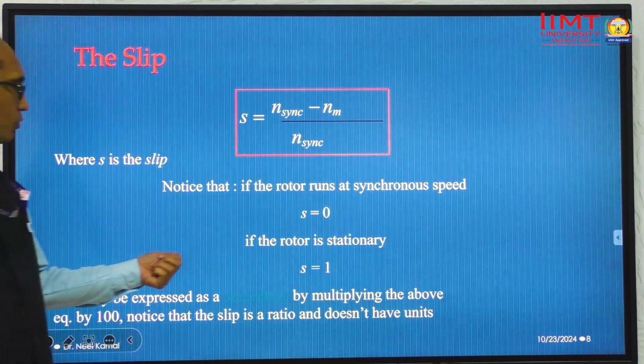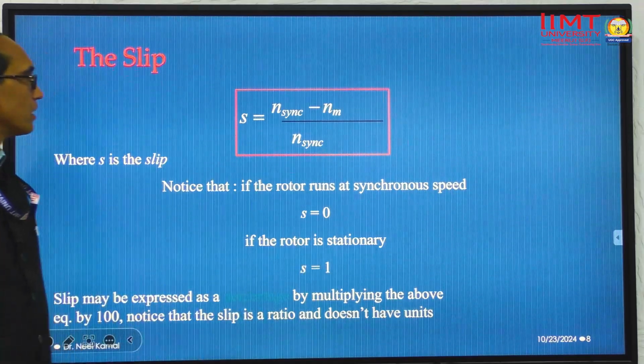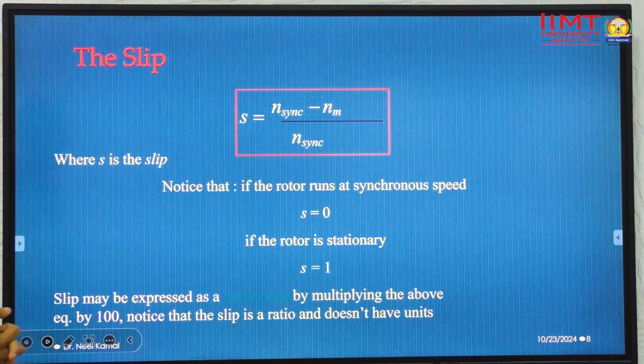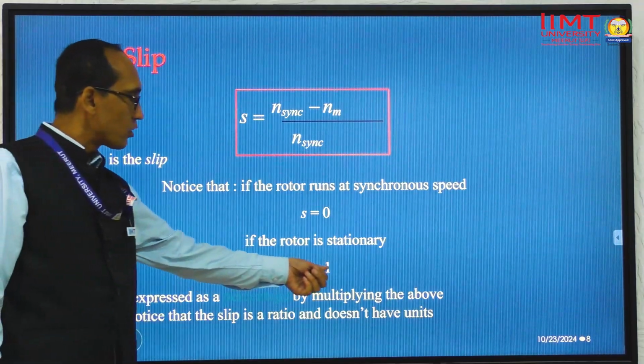And second case, suppose that S is equal to 1. If S is equal to 1, this is the case of starting. How is S equal to 1 possible?